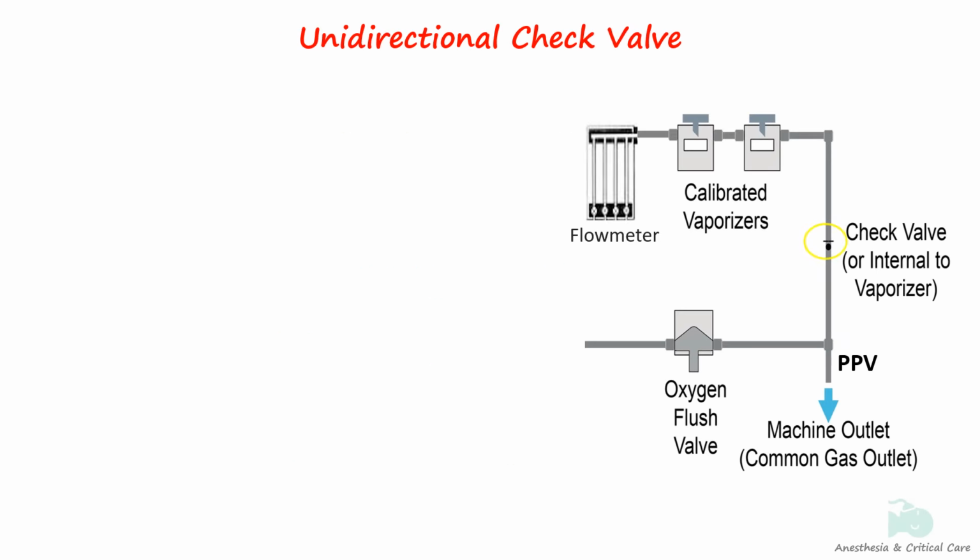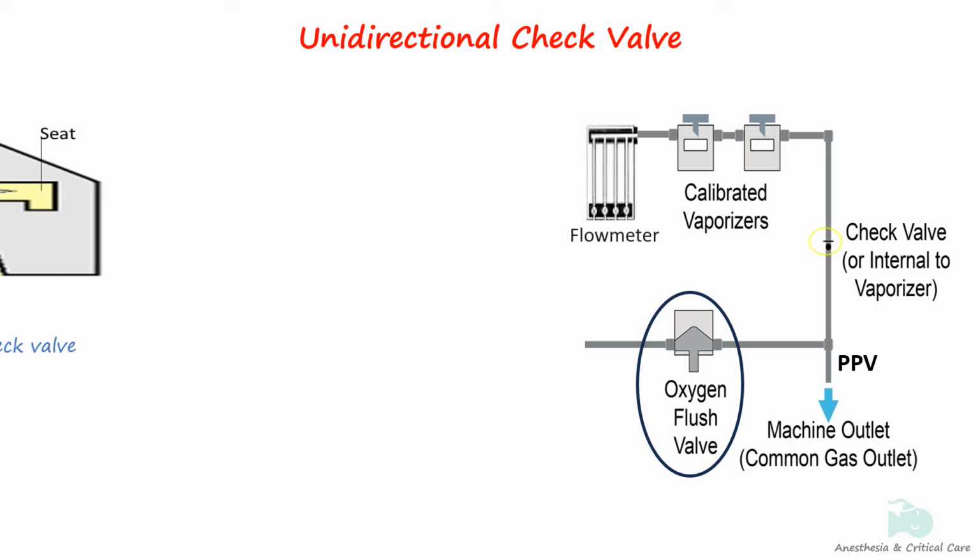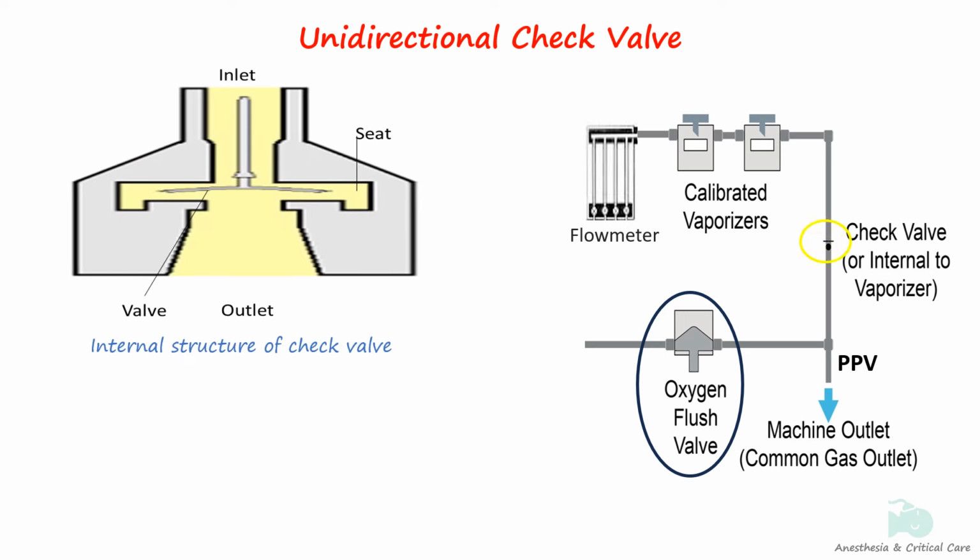Unidirectional check valve is present on some machines between the vaporizers and common gas outlet, upstream of where oxygen flush flow joins the fresh gas flow. The functioning of the check valve is the same as the one used in the hanger yoke check valve of the high-pressure system discussed earlier.